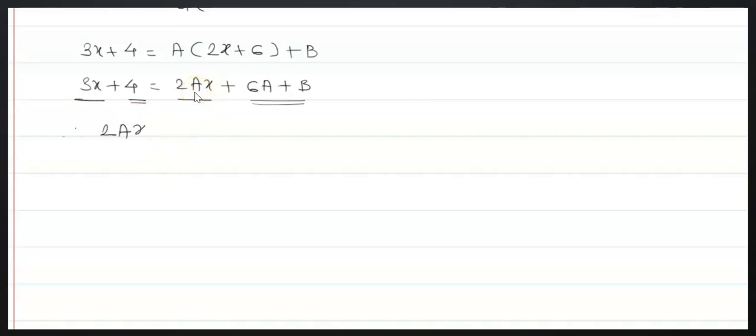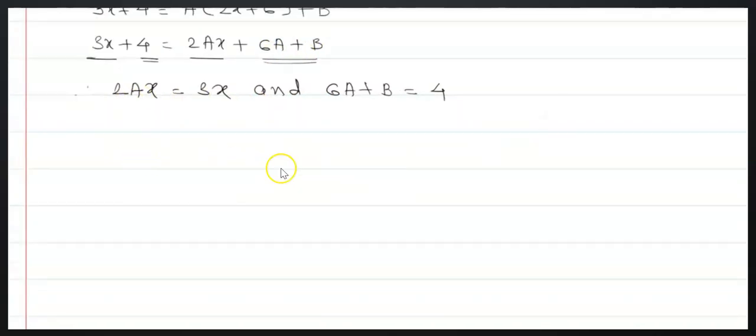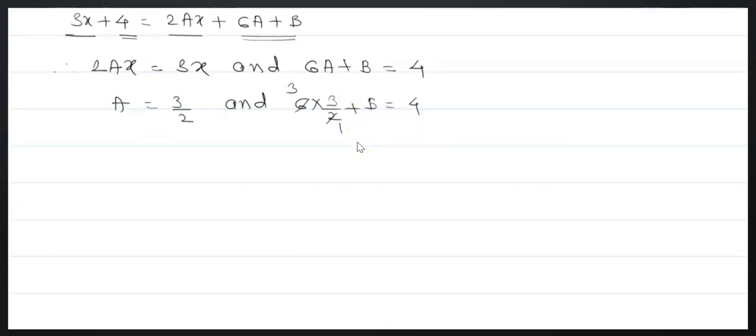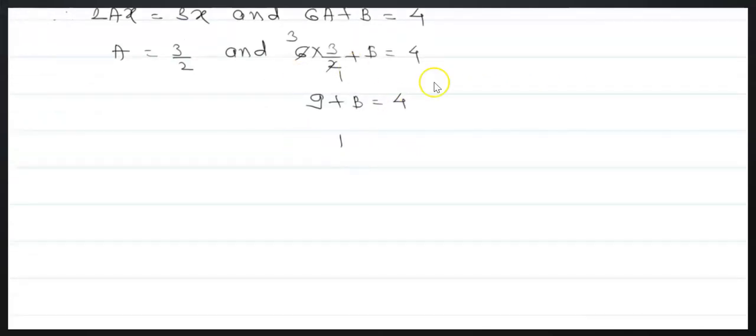What is the value of a? That is, 2a is equal to 3, the 2x equals 3x, and 6a plus b is equal to 4. Substitute the value. a is equal to 3 by 2, and 4 equals 6 into 3 by 2 plus b. Substitute the value of a, then you will get the value of b is equal to minus 5, and a is equal to 3/2.